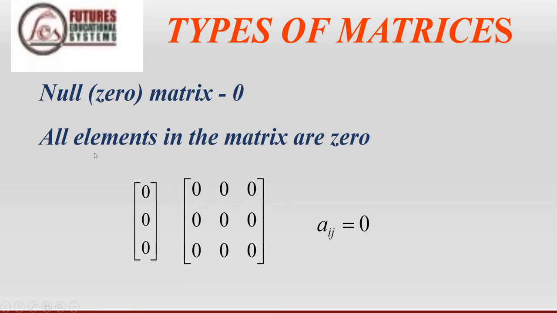Now the next matrix. All elements in the matrix are zeros. It's called the zero matrix.